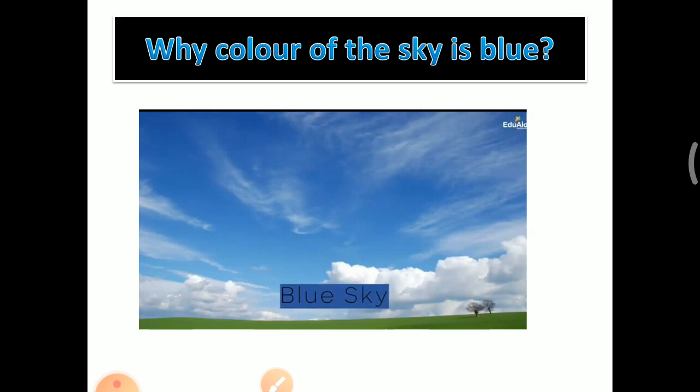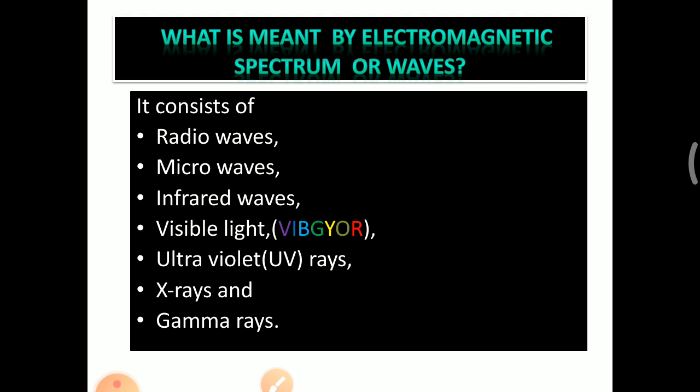The next topic is why the color of the sky is blue. Look at this image. When we look at the sky, the color of the sky is always blue. Why? What is the reason behind this? Before going to see the answer to such a question, you want to know what is meant by electromagnetic spectrum or waves.